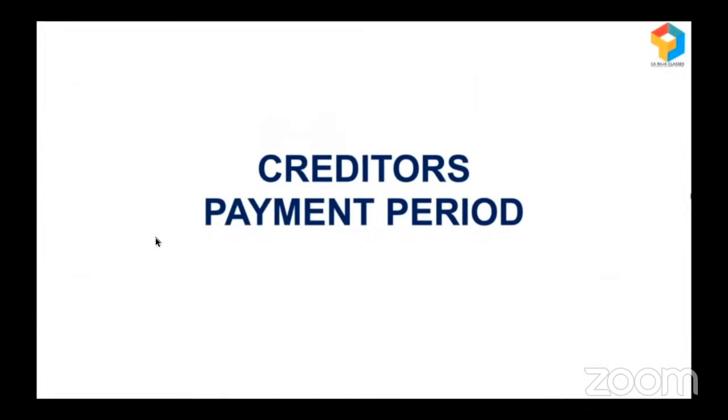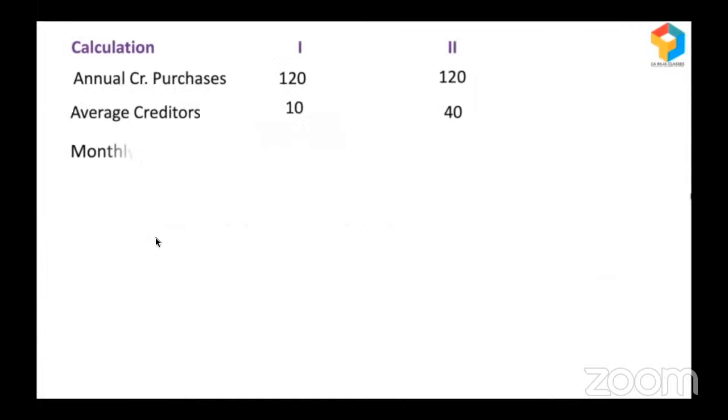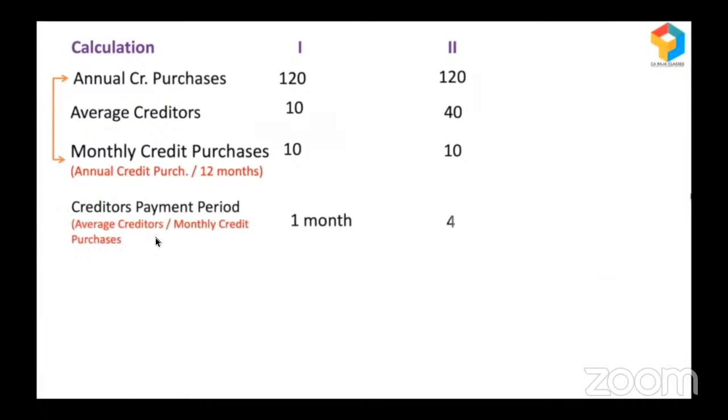In the same way, we can also interpret creditors payment period. Let me put all the numbers here because it's very similar to the debtors collection period what we have discussed. Okay, look at here. Scenario 1, the monthly credit purchases is 10 million. Average creditors is also 10 million. So we were able to conclude that they are taking 1 month to make payment to the creditors. Whereas in scenario 2, they are taking 4 months to make payment to the creditors.